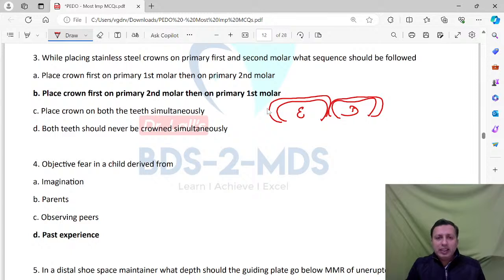The reason is that on the distal side we have the first permanent molar erupting. So we need to see that the distal margin of the stainless steel crown should not cover the path of the unerupted first permanent molar. If it covers the path of the unerupted first permanent molar, definitely the path of the first permanent molar gets deflected. So you need to be very careful that you first place the crown on the primary second molar, followed by the primary first molar, so that the crown does not extend much distally.